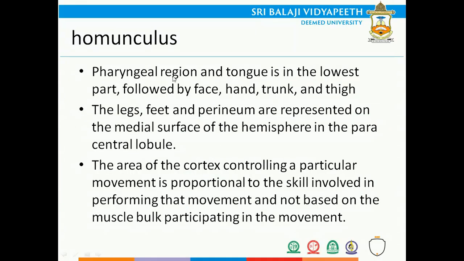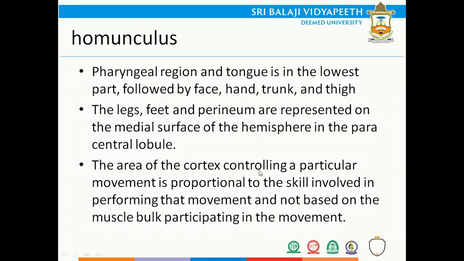See, the homunculus is a representation of the muscles of the body and the organs based upon their motor and sensory functions. The pharyngeal region and the tongue are the lowest part, followed by the face, hand, neck, and the thigh. The leg, feet, and perineum are represented on the medial surface of the hemisphere in the paracentral lobule. So the genital region, the thigh, and the lower limb are confined to the medial surface of the cerebral hemisphere, which is the area of the paracentral lobule. Hence, I said the paracentral lobule is mainly responsible for defecation and micturition, because the entire perineum is under the control of the paracentral lobule.